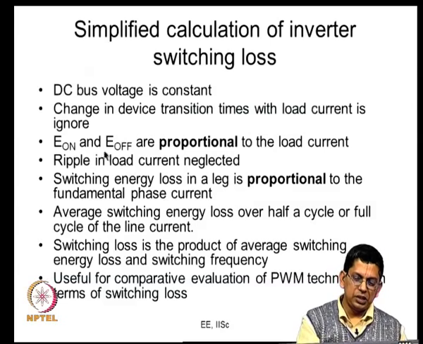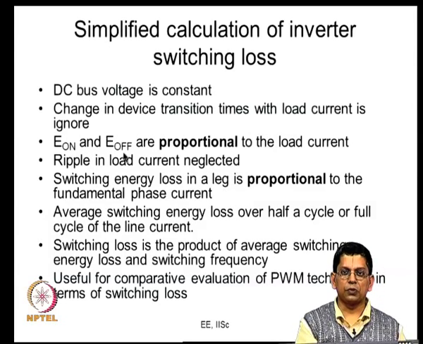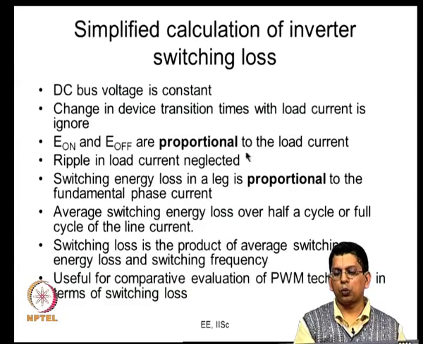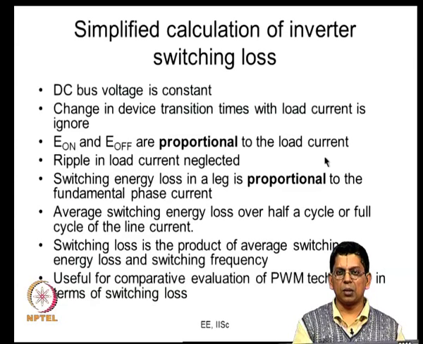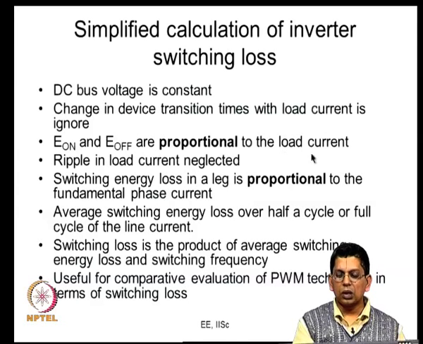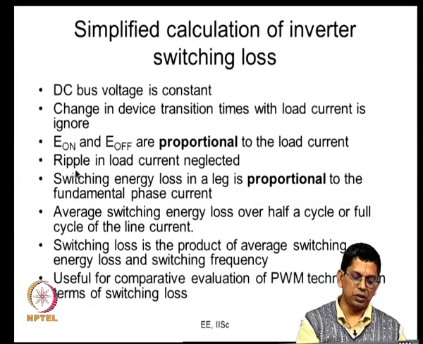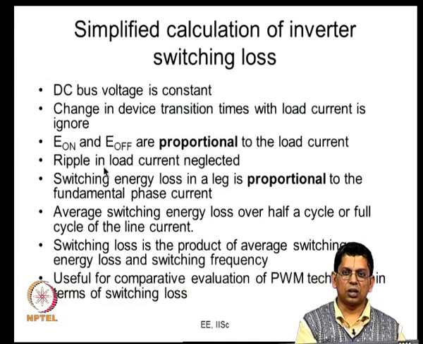Then there is E on and E off. So, they depend on a number of things. We are taking them to be proportional to the load current, whatever is the current being switched, we are saying E on and E off are proportional to that. And this load current itself has a fundamental component and harmonic components. The sum of all the harmonic components is ripple. We say that the harmonics are all negligible. The inverter is switching at reasonably high switching frequency and the load has good filtering characteristics.